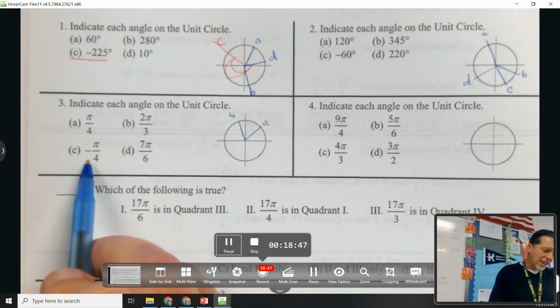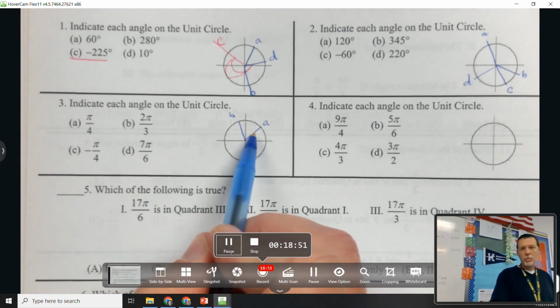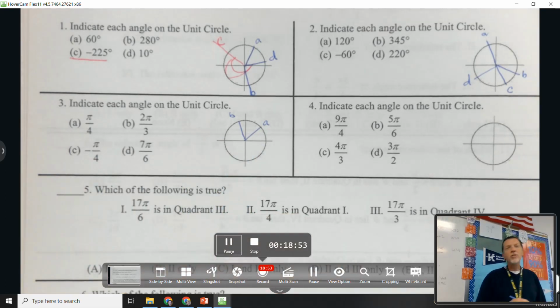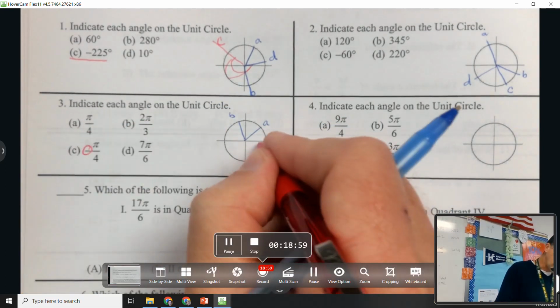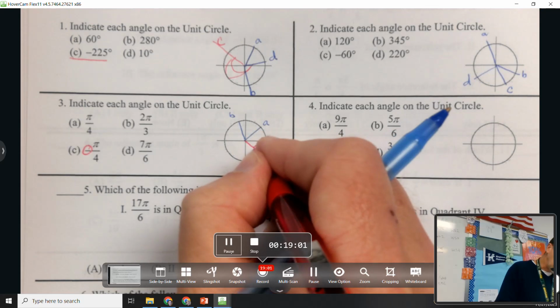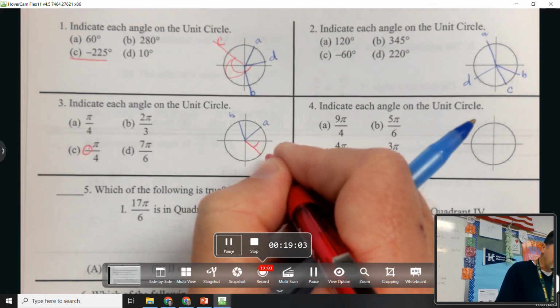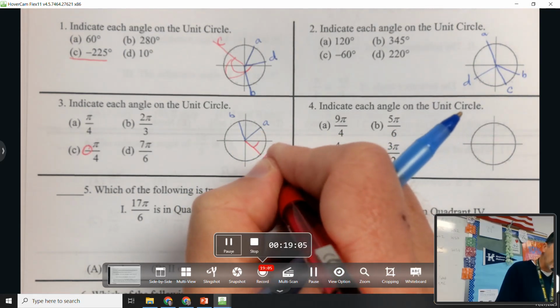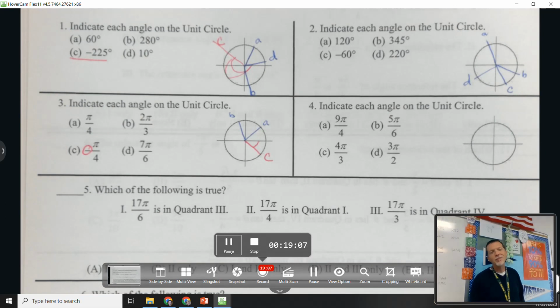Number C, negative pi over 4. So be careful. That doesn't mean go backwards until you get to pi over 4. Pi over 4 is a measure of how wide the opening is. So I need to go backwards pi over 4. So that would land me in the, almost said the 1st negative quadrant. That's a terrible way to phrase that. It lands me in the 4th quadrant. They're still numbered the right way. But because I'm going backwards half a quadrant, maybe phrase it that way.